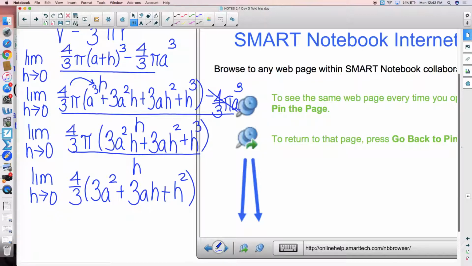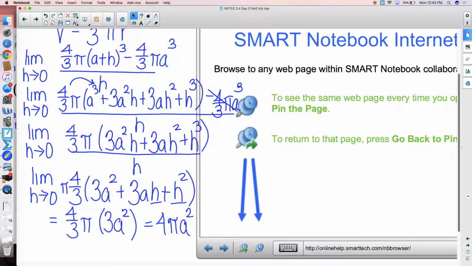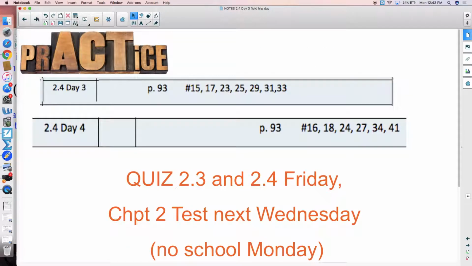As that approaches 0, lost my pi there, sorry. As that approaches 0, then I'm going to get 4/3 pi times, that's going to become 0, and that's going to become 0, so really 3a squared in there. When I clean that up, the 3's divide each other out. 4 pi a squared then is my generic formula. Then I can use my generic formula to go back up to time 2, 3, 4, and 5 and find what I need. Be sure to finish this one.